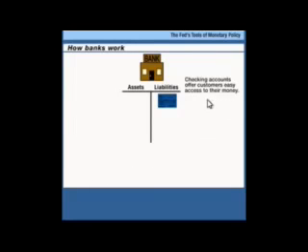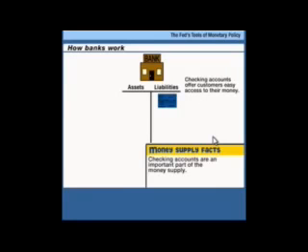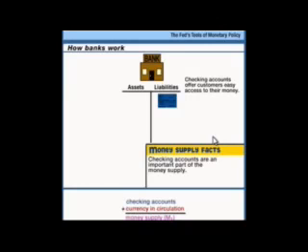Now, checking accounts are important, and the Fed keeps tally on how many checking accounts are out there and how much money is in them, because this is an important part of the money supply. If you take checking accounts and you add them to the currency that's in circulation, you've got the money supply, M1. And the Fed watches that money supply, because if it gets too big, we could have inflation. If it gets too small, we might wind up with a recession.